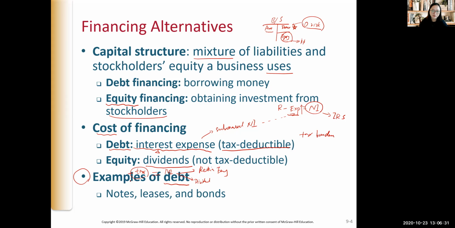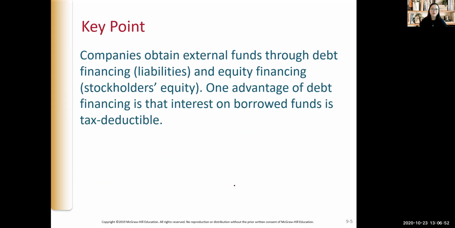So in this book, we're going to talk about notes as a form of long-term debt, and lease as one type of long-term debt, and bonds. For bonds, we're going to talk in detail about how we issue bonds, why we issue bonds, right? And what is associated with the bond over the bond's life. So the key point here is that companies obtain external funding through debt financing, which is a liability, or equity financing, which is stockholders' equity. One advantage of debt financing is that the interest on borrowed funds is tax deductible.